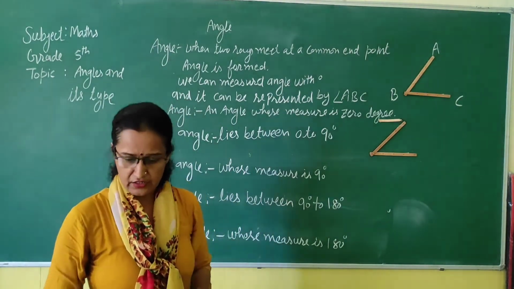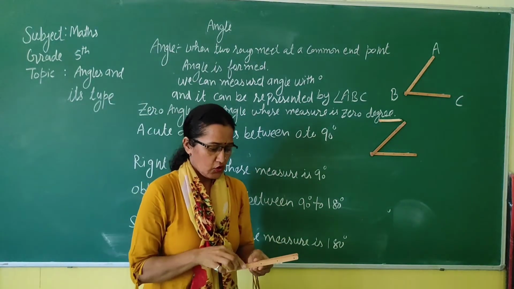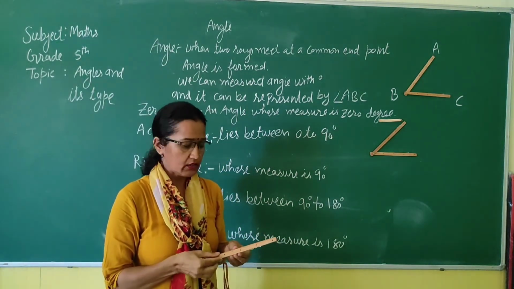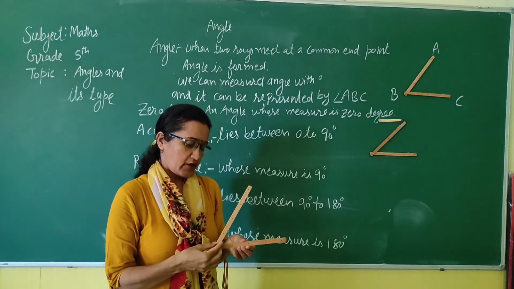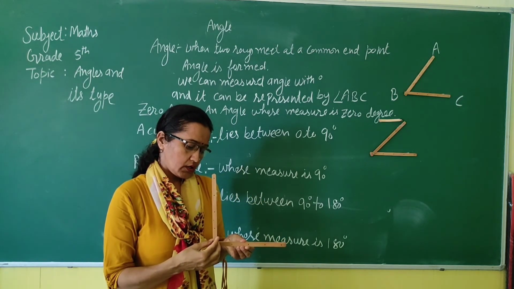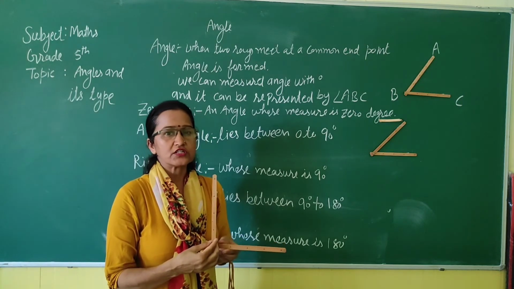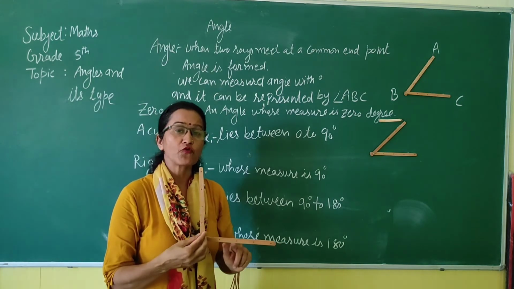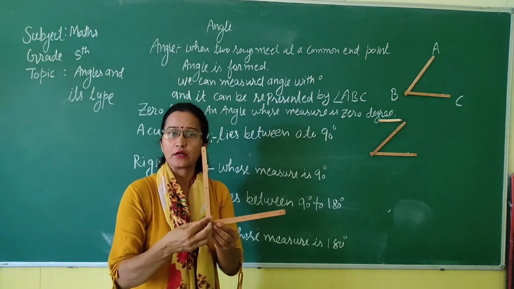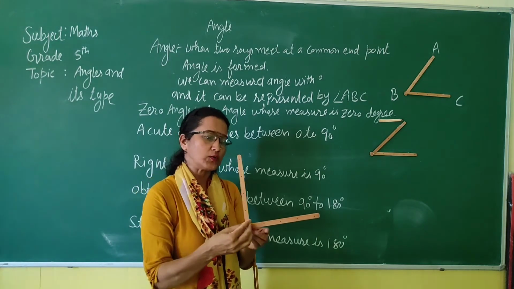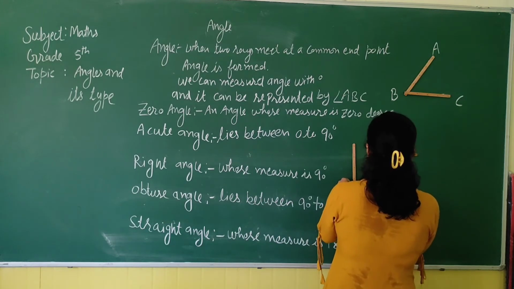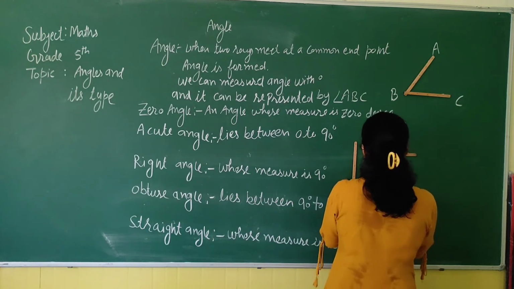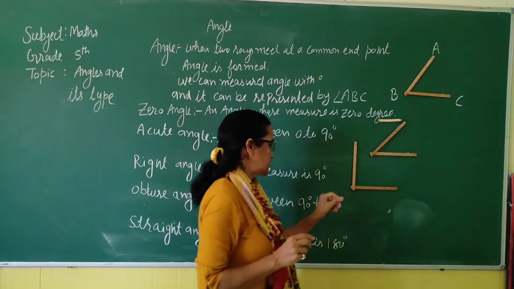Next is the right angle. Now this is your 0 degree angle and this is an acute angle, and when we move this toward the shape of L, now this is the shape of L, then a 90 degree angle is formed. So this is a right angle, and the measure of a right angle is 90 degrees.